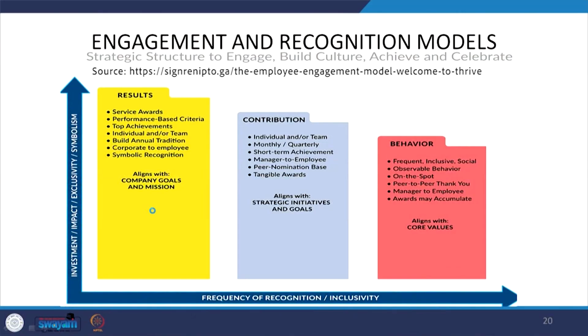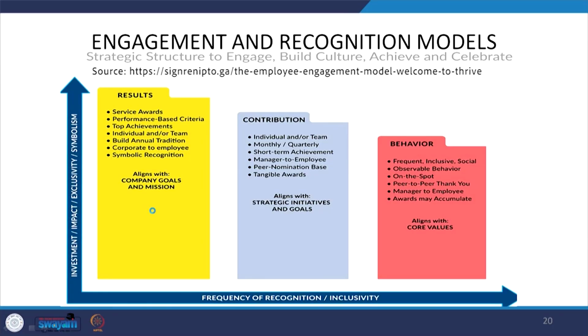Then peer nomination is also very popular nowadays, where you nominate your peer for a recognition award. If there is proper recognition by the peers, then the person will be nominated for employee recognition. Then there are tangible awards, which can be converted into either monetary or non-monetary awards. So these are all about contribution. These are results oriented, these are contribution oriented, and now we will talk about the behavior oriented.